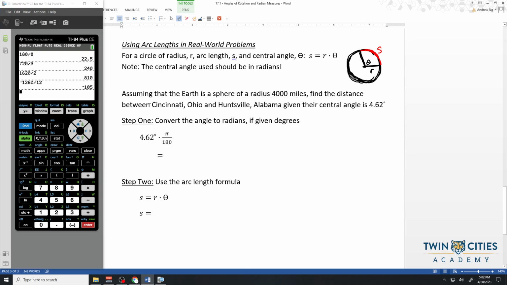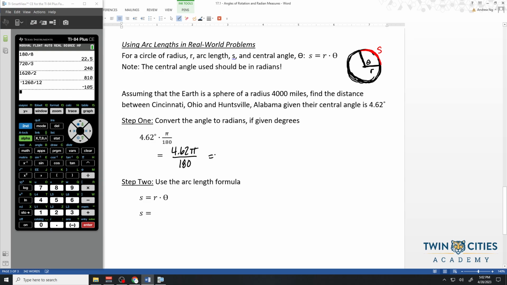Here's a problem. Assuming that the Earth is a sphere of radius 4,000 miles, find the distance between Cincinnati, Ohio and Huntsville, Alabama, given their central angle is 4.62 degrees. I've got a note that said central angle should be in radians, so I'm going to have to first convert this. 4.62 degrees. To convert to radians, I multiply by pi over 180. So this will be 4.62 pi over 180.